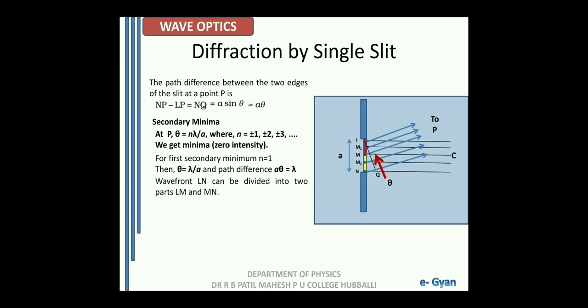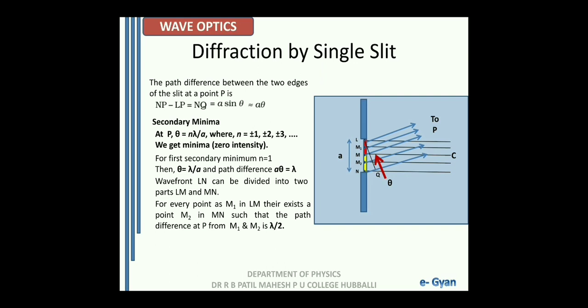What we do is, we divide the wavefront LN into two parts, LM and MN. Now consider m1 as a point in LM. For every point m1 in LM, there exists a point m2 in MN such that the path difference at P from m1 and m2 is equal to lambda by 2. So if a light wave from m1 reaches P and another light wave from m2 reaches P, the path difference between the waves from m1 and m2 will be equal to lambda by 2. Why is it lambda by 2? Because they are the midpoints of LM and MN.